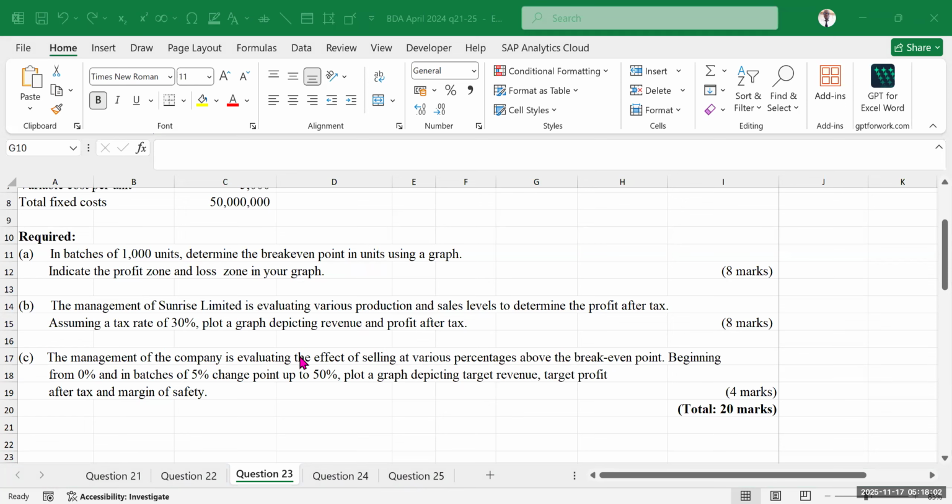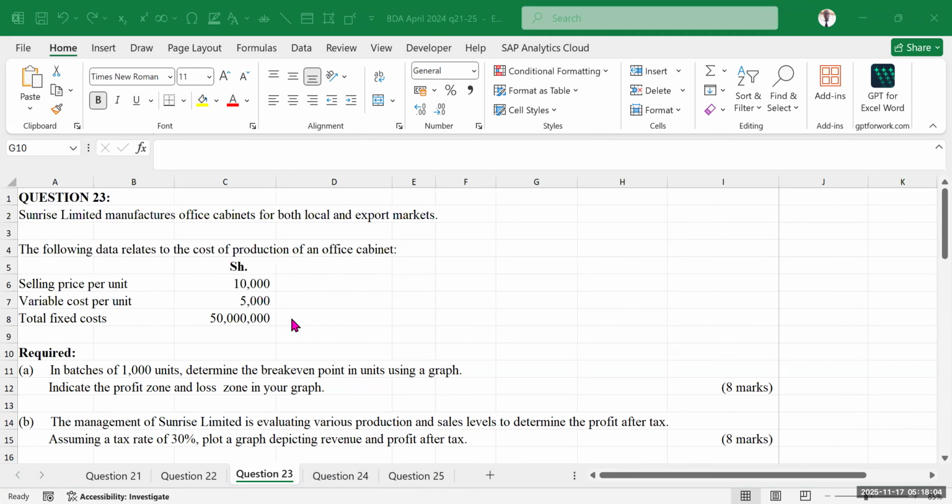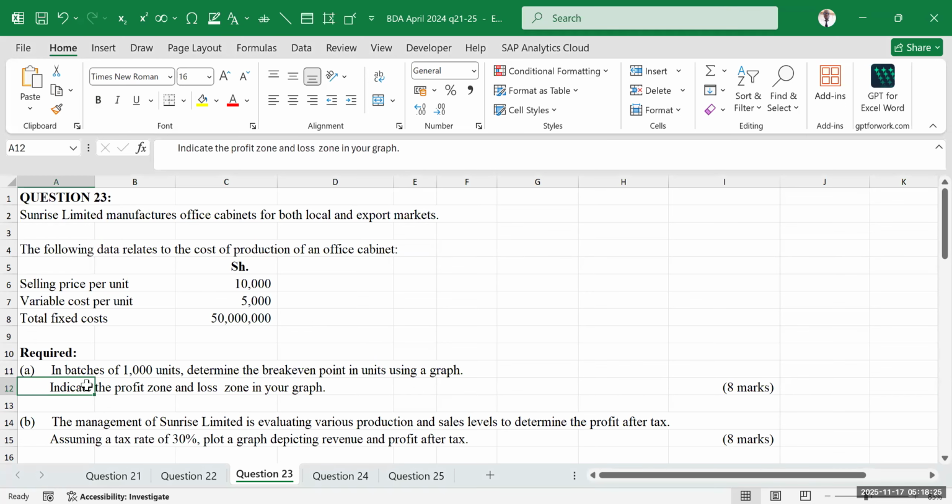All right, so let's start. So members, we have the information and we just need to put it into perspective. Starting from the required part A, we are told that we are supposed to determine the break-even point in units. And this, we are not doing using the formula which we already know. We are supposed to do that using a graph, where in that graph, we are supposed to show two zones. One zone is the profit zone, and the other zone is the loss zone.